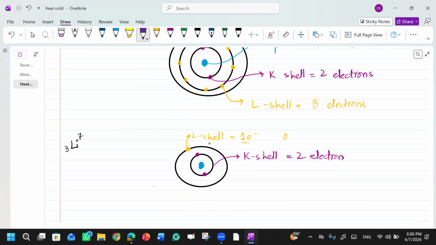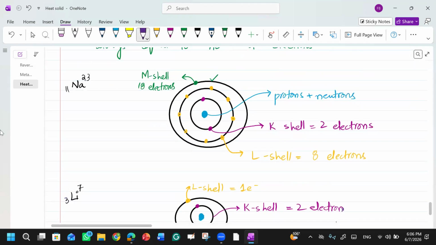In the L shell, although the capacity of the L shell is to fill eight electrons, we just have one electron, so that is why we will just fill it with one. Clear? The capacity is eight electrons. So in this case, over here you see the sodium.